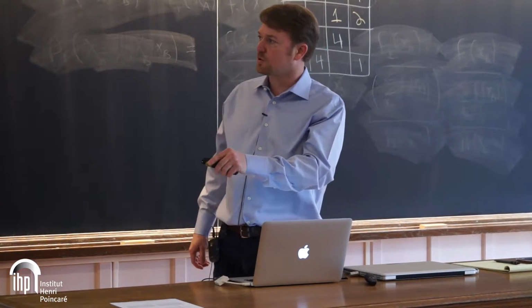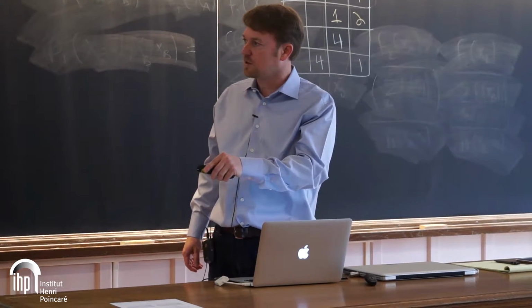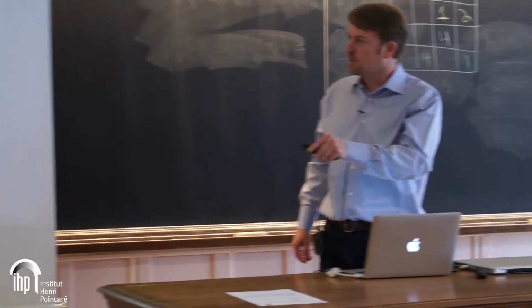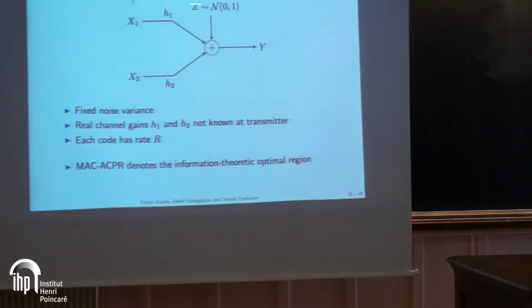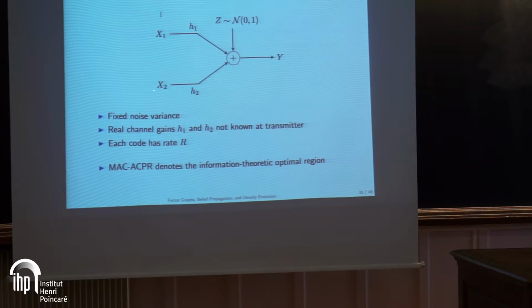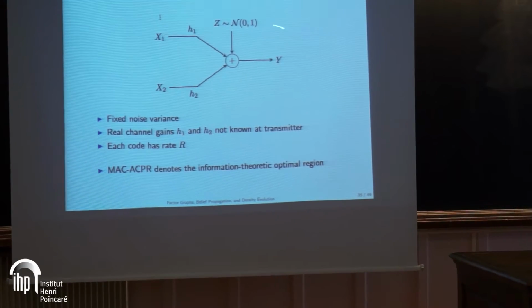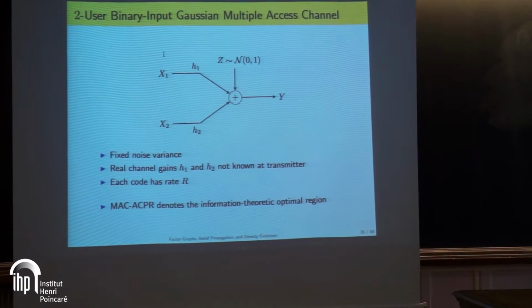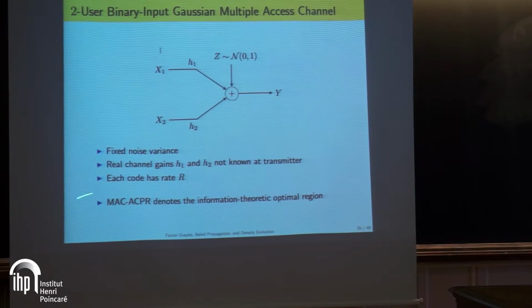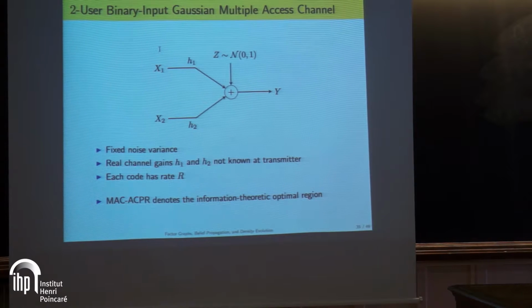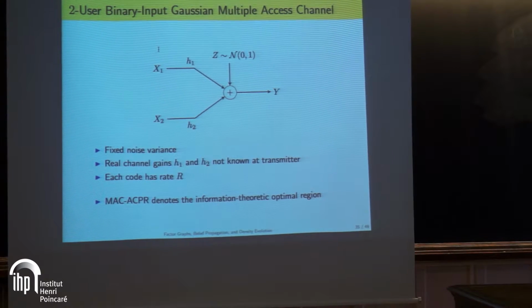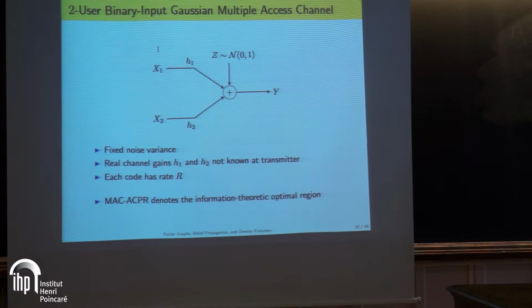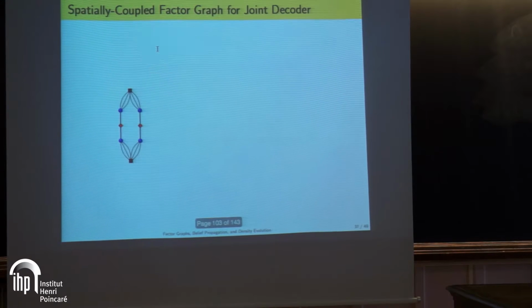So here's this model. User 1 transmits x1, user 2 transmits x2. It gets multiplied by this value h1 and added. I have Gaussian noise here. So I have a fixed noise variance, just variance 1, because I can always just adjust my h's. I have a fixed rate for my codes. So this MAC region is going to denote the information theoretically optimal region for the channel. So I'm going to skip that.